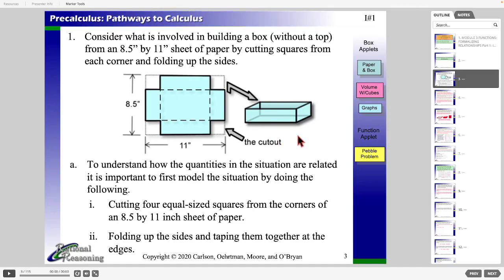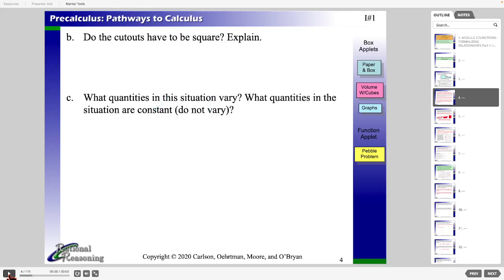And again, you can take a look at the applet that I sent that will actually animate this. So cutting 4 equally sized squares from the corners and then folding them up, we can actually make a box. And you can do this physically. Part of the thing is to go ahead and get a piece of paper, give it a try.